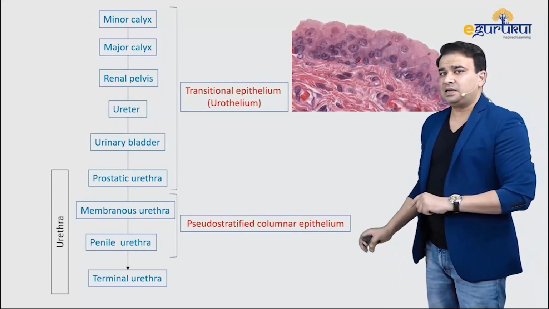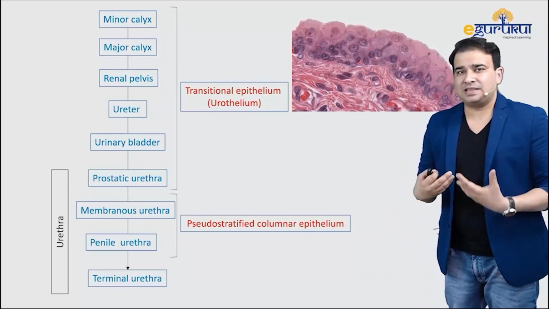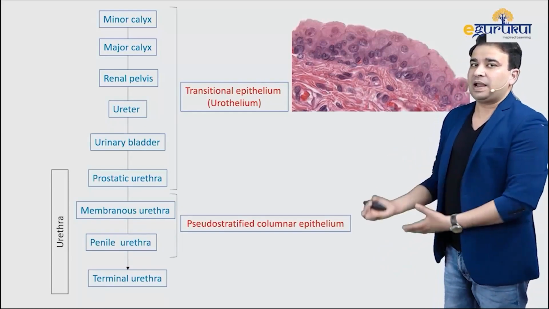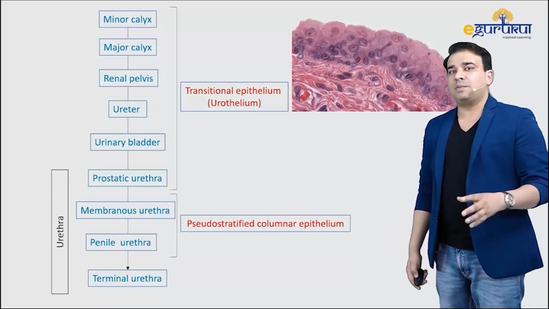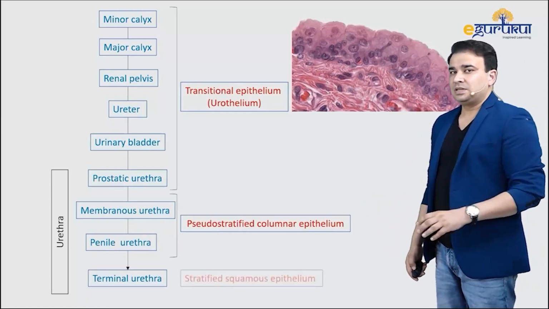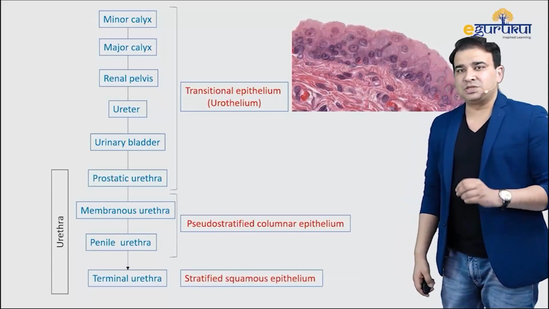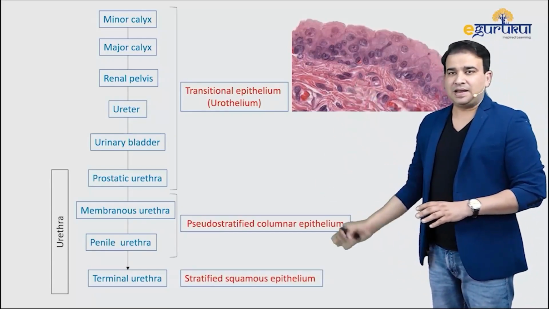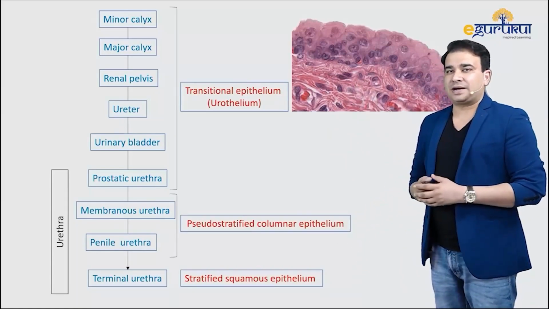And then finally the terminal urethra. Every time you talk about anything terminal, the terminal part of the anal canal, the terminal urethra, the lining epithelium is again what? That is the squamous epithelium. So it's the stratified squamous epithelium which is seen in the case of the terminal urethra. So that is the lining epithelium of the urinary tract.